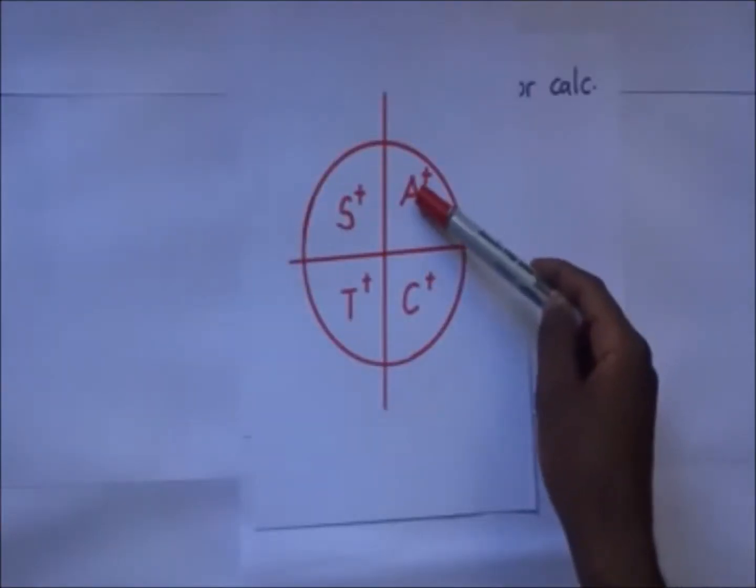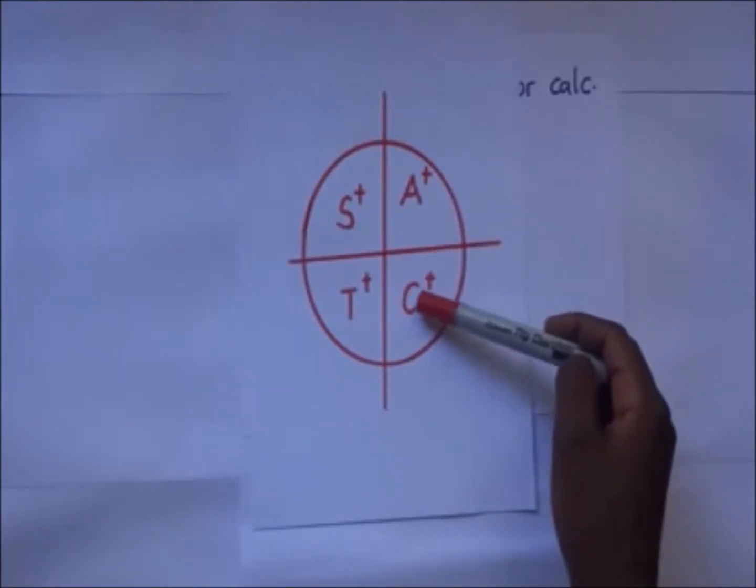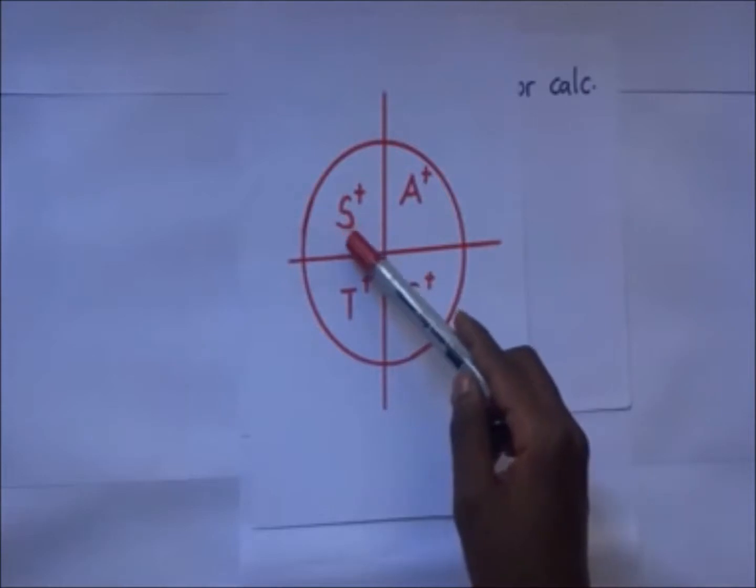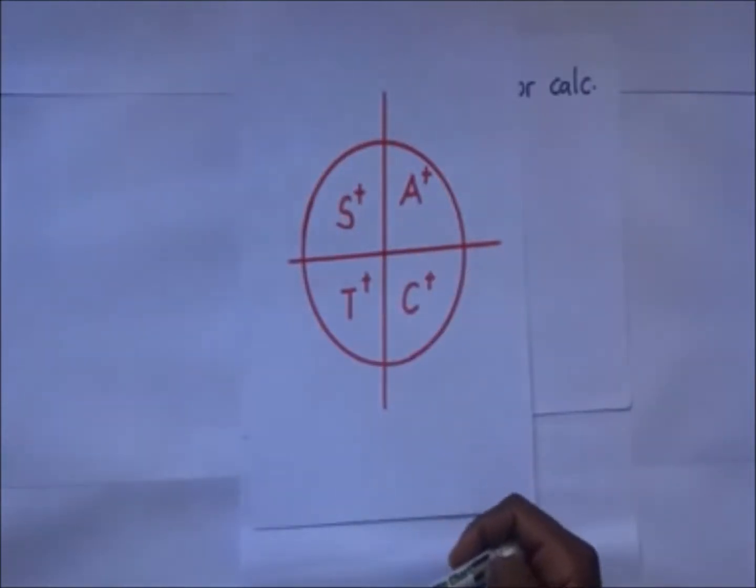All in the first quadrant are positive. Only cos is positive and the rest are negative. Here only tan is positive and the rest are negative. Only here sine is positive and the rest are negative.